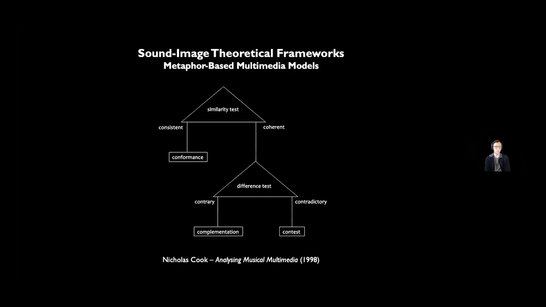And just by looking at Cook's diagram it is perhaps not immediately clear, but to reach one of these relationships, one has to put the media, in our case, the audiovisual layers, to a test. First is the similarity test. Are the meanings of the music and the visuals consistent? If yes, then they exhibit conformance. If not, they are still coherent since they are presented together, so another test of difference is required. Are the meanings contrary or contradictory? This results in the complementation and contest models. Let's consider an example for each model.